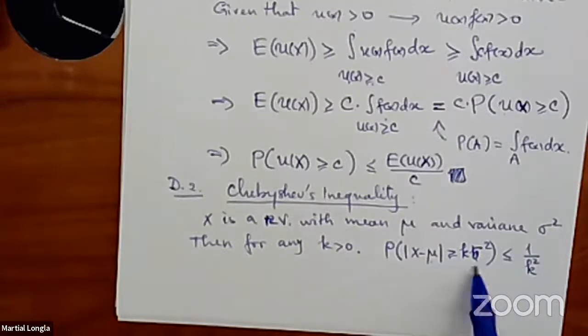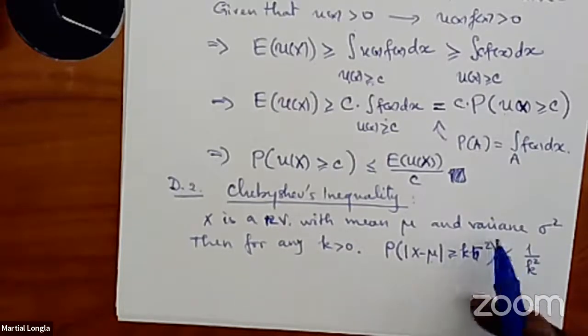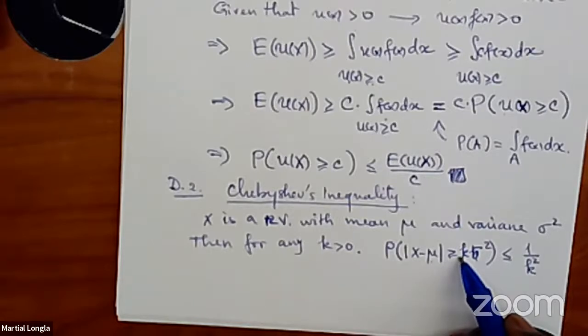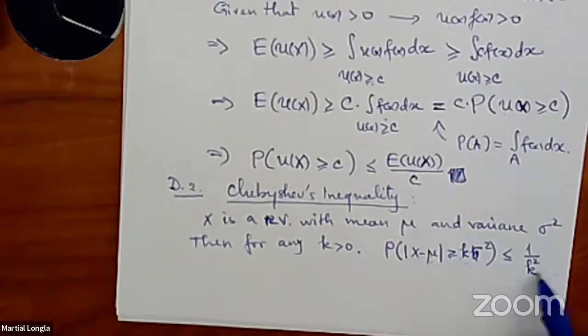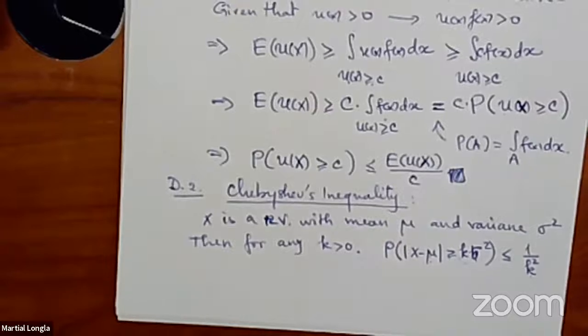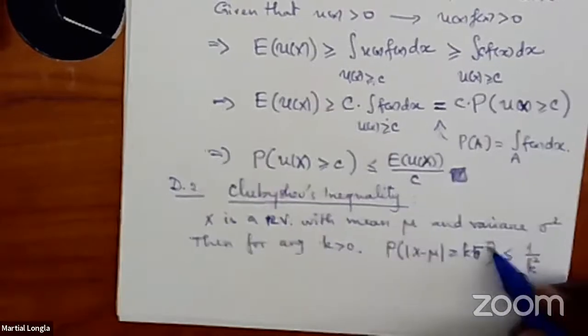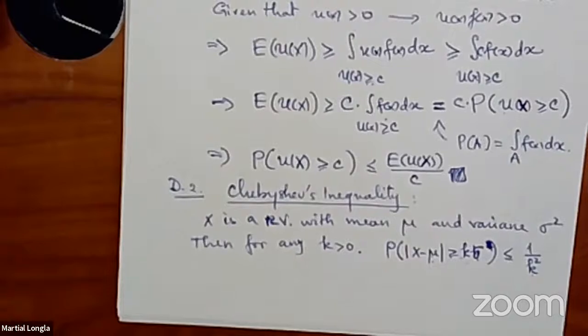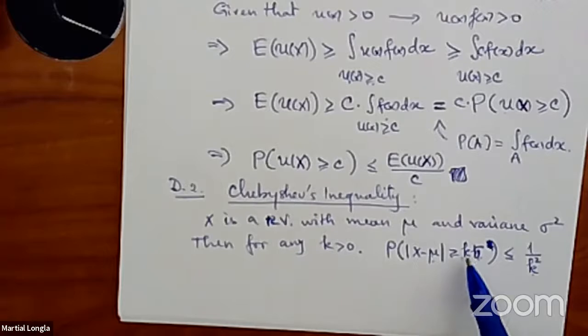So this technically would mean that the probability to be k sigma away from the mean is less than 1 over k squared. Sorry, this is k sigma, okay. Sigma squared is the variance, but that's a standard deviation. We need to square it before we get to the variance. The probability to be k standard deviations away from the mean is less than 1 over k squared.